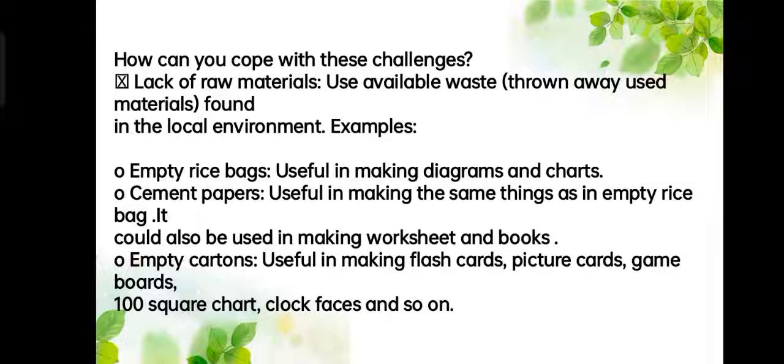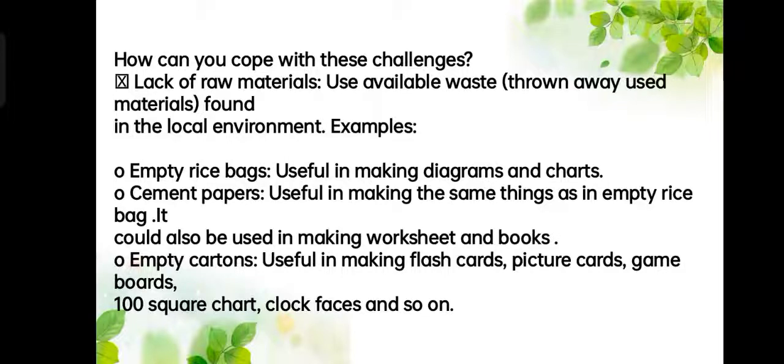Cement papers, useful in making the same things as empty rice bags. It could also be used in making worksheets and books. We already use that, right? And empty cartons, useful in making flashcards, picture cards, and game boards. You can write on empty cartons, for example, if you are teaching math, you can put the multiplication table there for you to use for teaching.